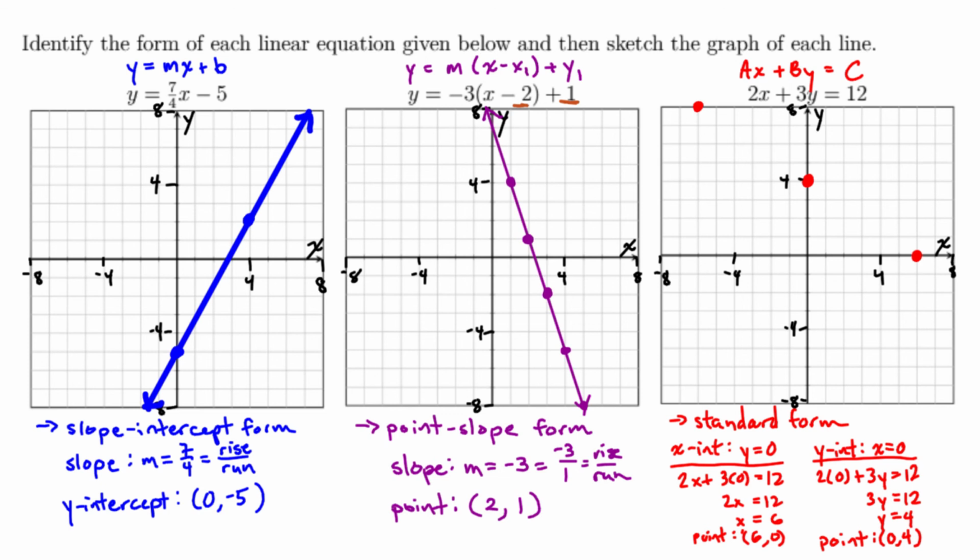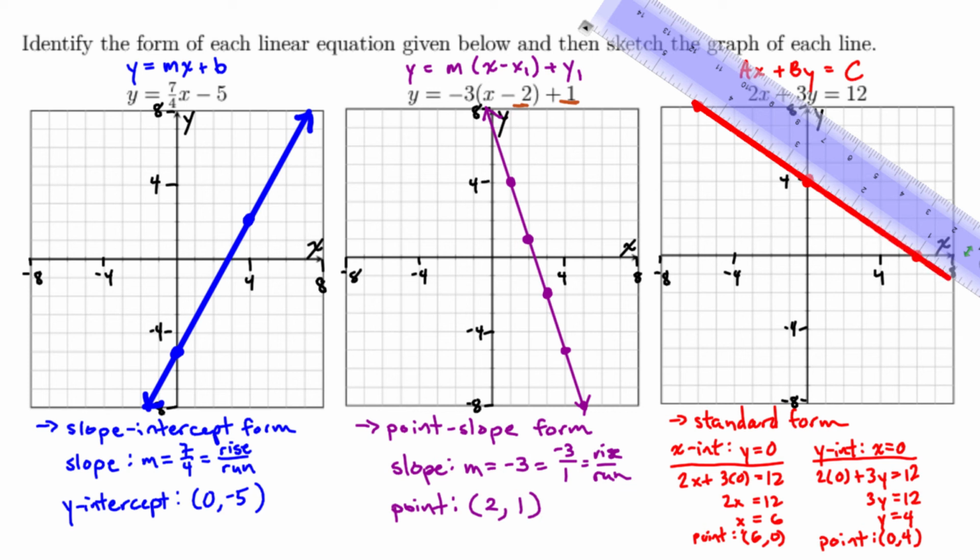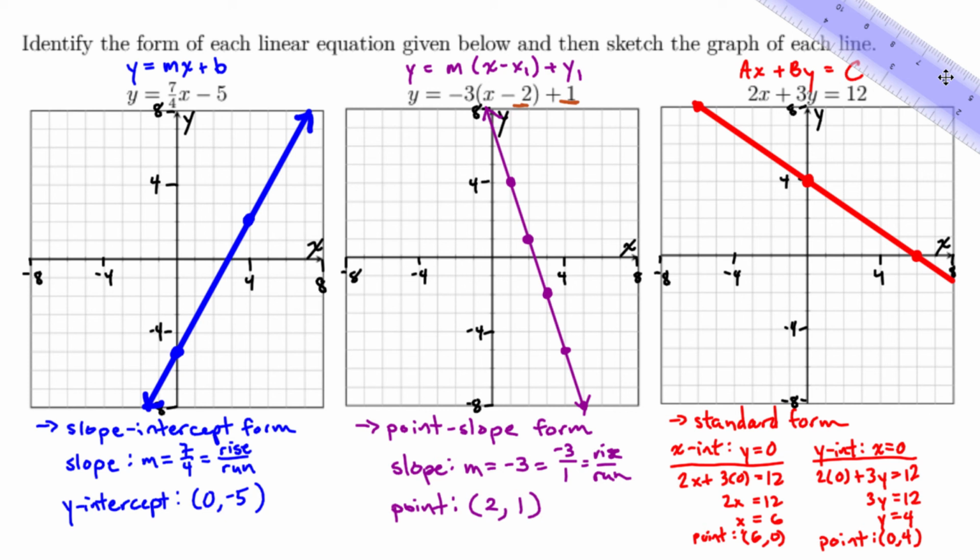Now we can grab our ruler and connect these with a straight line. So I have my ruler lined up, and I will connect those. And then I'll make sure and add arrows to each end to show that that line continues on. And that is a summary of 3 different types of linear equations and how we can graph each of them.